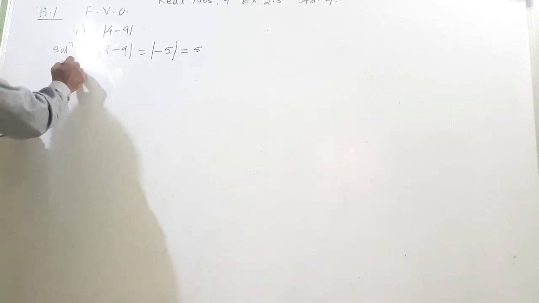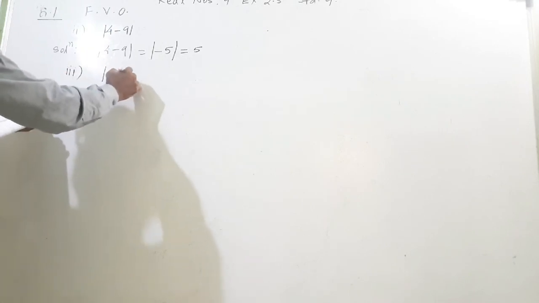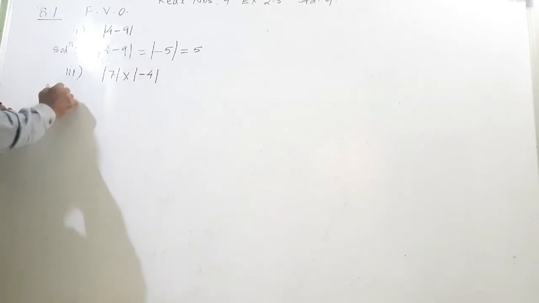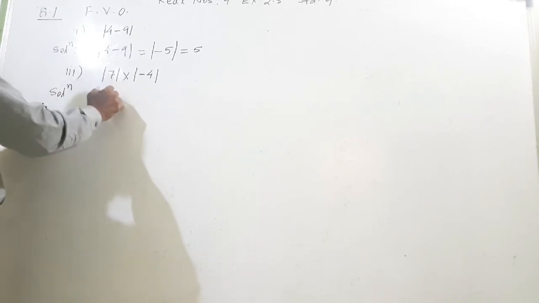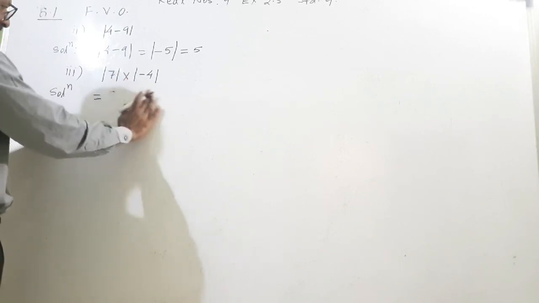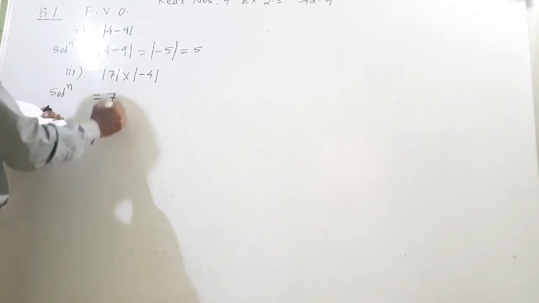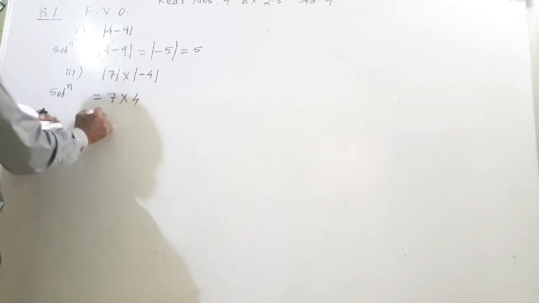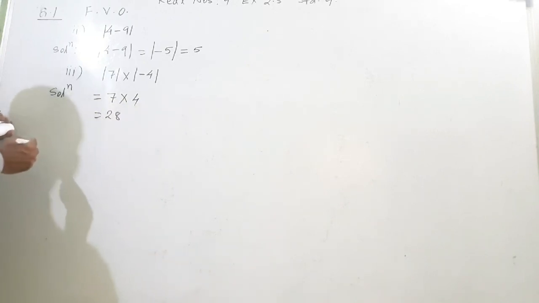Third one: modulus 7 into modulus of minus 4. The solution will be, I am going to do this directly, modulus of 7 as it is into modulus of minus 4, so I will remove this sign. If I remove the modulus sign, it will be 7 into 4, and 7 fours are 28. This is the answer.